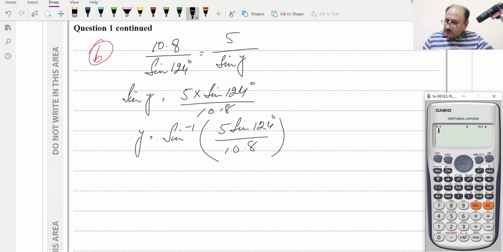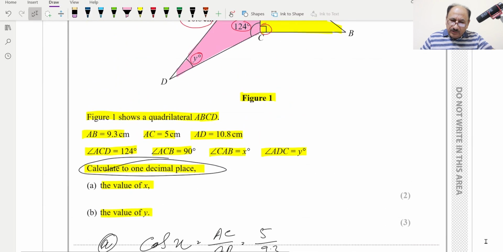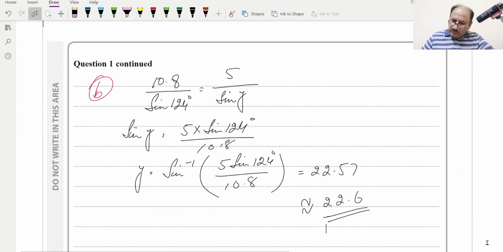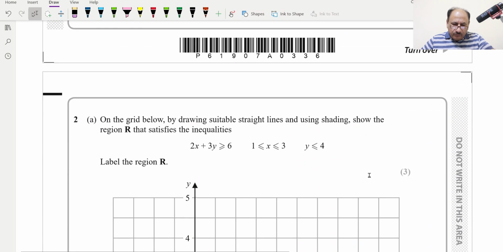So this will be shift sine of fraction 5 sine of 124 divided by 10.8, bracket close, and this is equal to 22.57. Up to one decimal place we will round it to 22.6. This will be the value of y, and we can write degrees because this is an angle. Now we can move to question number 2.